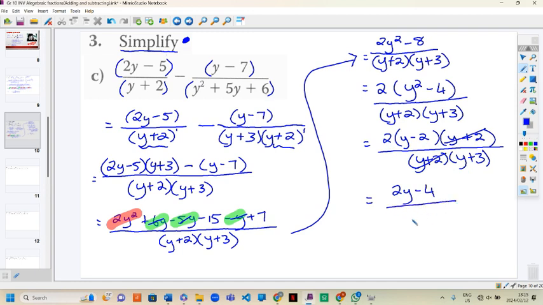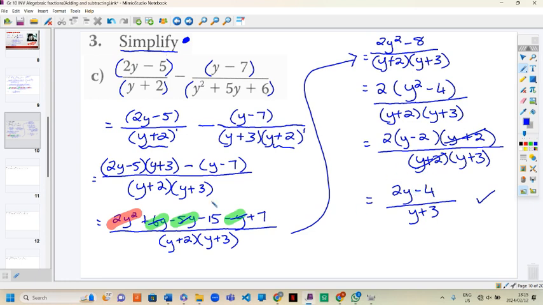Okay, all over y plus 3. Now that is going to be my final answer, ladies and gentlemen. So please always, when you think you're right at the end, check if there's something more that you can do, because you're going to lose marks here. There's maybe two marks that you're leaving out here. So please always check if there's more that I can do.